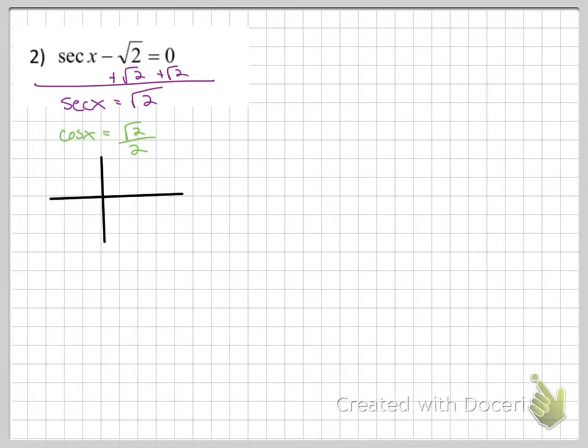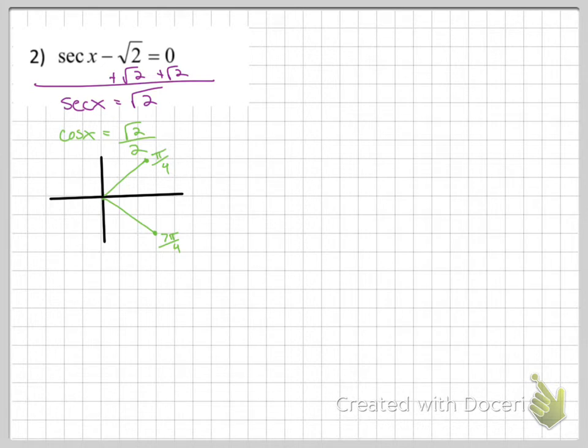It's positive. So cosine's positive in these two quadrants. The root 2 over 2 is the middle ones, right? The ones that go through the middle of the quadrant. So this location is pi over 4. And if I go all the way back around, this location ends up being 7 pi over 4. That's your unit circle knowledge.